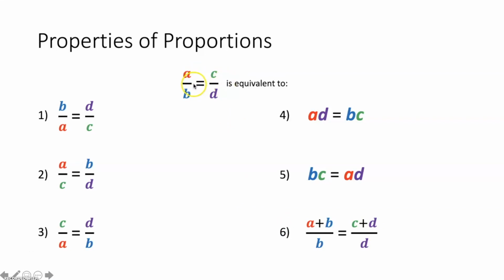Now, instead of adding 1, what I'm going to do is add B over B. Instead of adding 1 over here, I'm going to add D over D, because each of those is equivalent to 1. And when I do that, this is what comes out. I get A plus B over B is equal to C plus D over D.